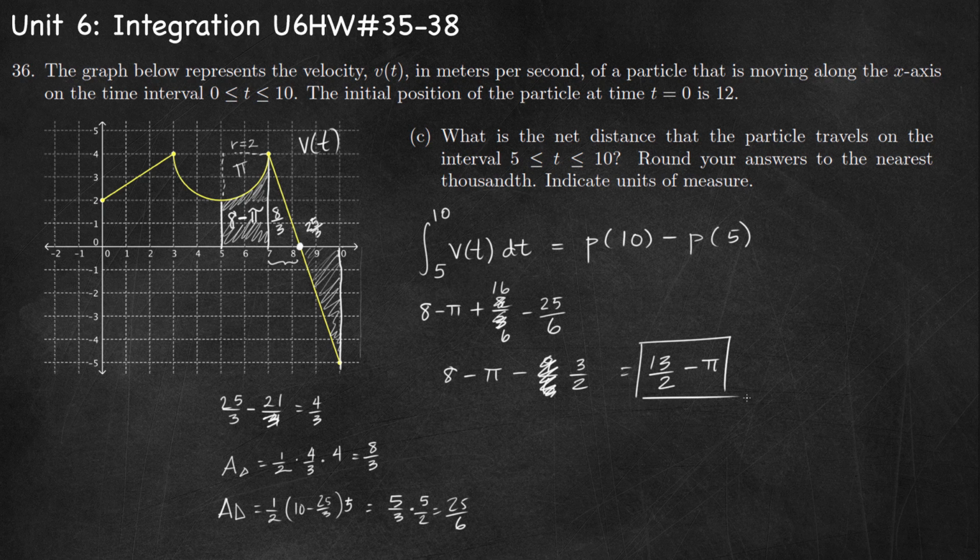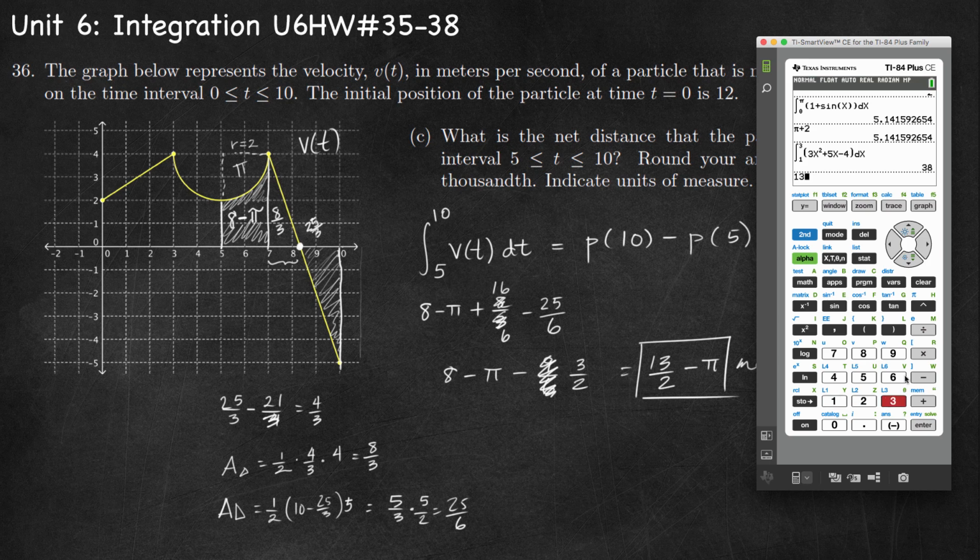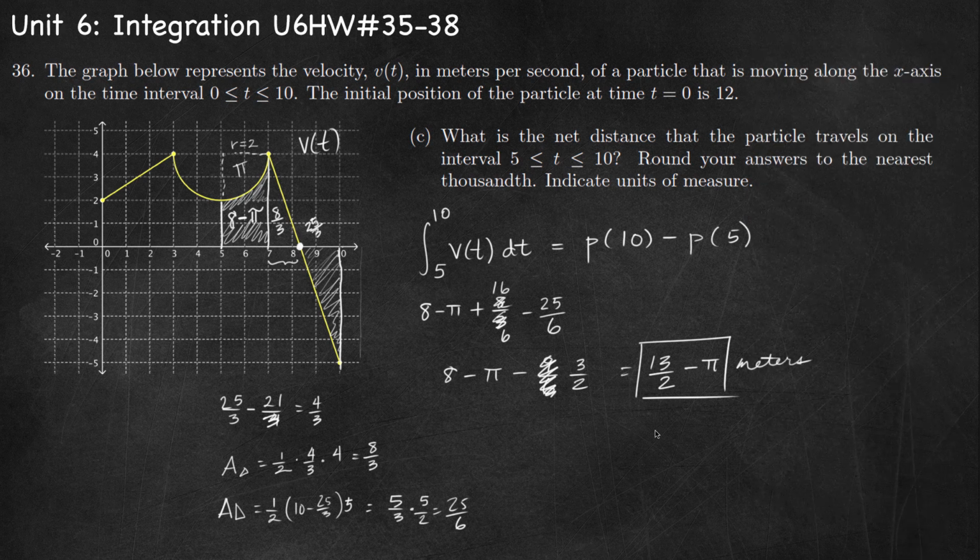Okay, so this one doesn't say to leave pi in our answer. This one says round your answer to the nearest thousandth and then indicate units of measure. Well, if we are integrating, the velocity has units of meters per second. So when we integrate that, we just get back to plain old meters. Meters minus meters. So this will be in meters. And if we round that to the nearest thousandth, let me grab the calculator. We've got 13 over 2 minus pi. 3.358 meters.